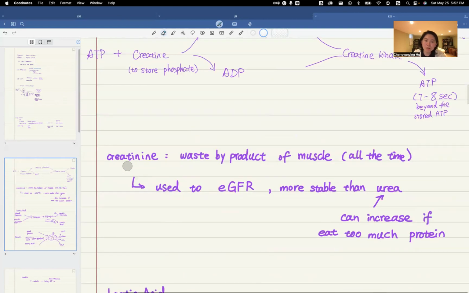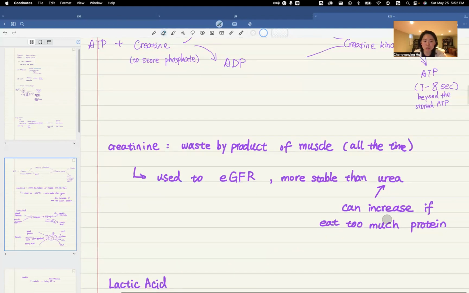So we use creatinine, the waste product of the creatine phosphate system, to measure eGFR because this one is more stable, and blood urea is not stable because it will increase if we eat too much protein.